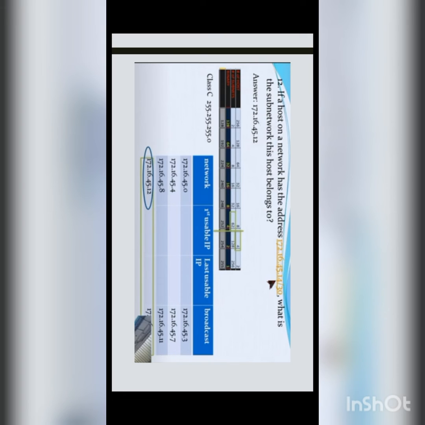Number 12. If a host on a network has the address 172.16.45.14 over 30, what is the subnetwork this host belongs to? So, from the network, the answer is 172.16.45.12.